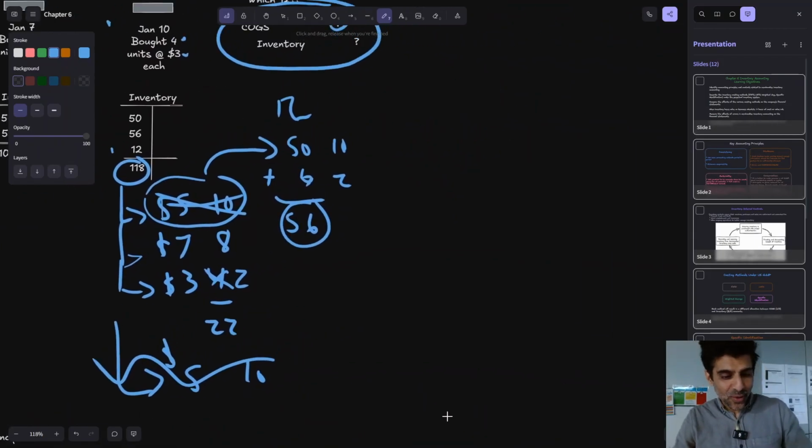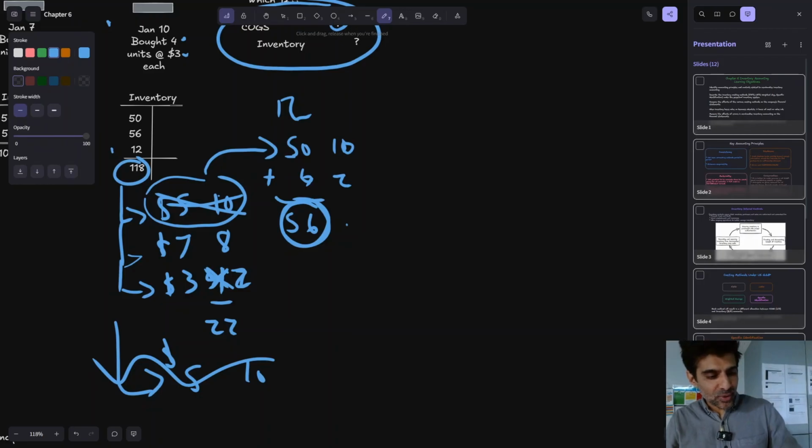Does everyone follow how I got this 56? Again, I had 10 units at $5, and I'm going to sell 10 of them. That's going to be $50 of cost of goods sold. But I need 12 units, so I need to take 2 more from over here. I took 2. I had 4 originally. I crossed this out. I have 2 left, and 2 of them are going to be sold, and that cost me $6. So the total cost of goods sold is 56.